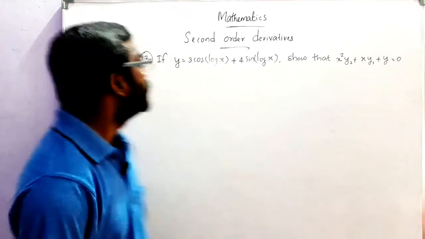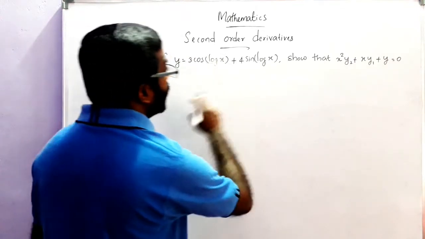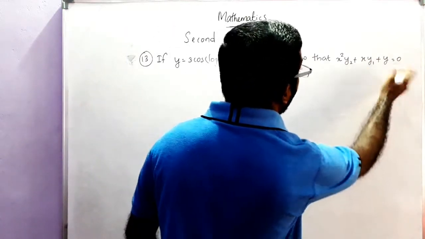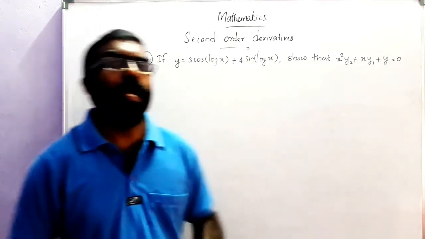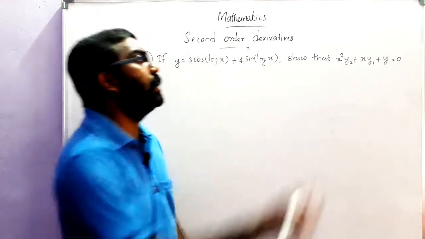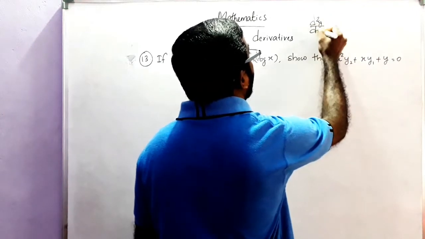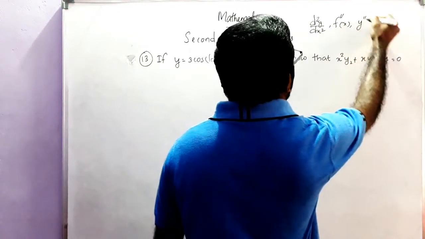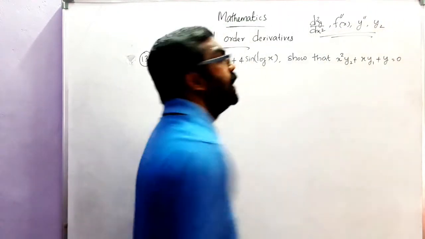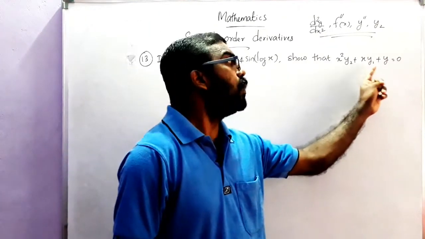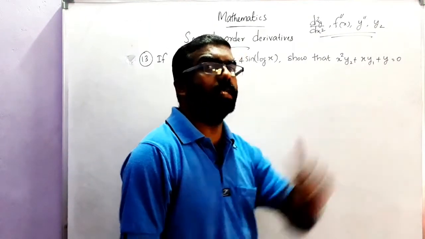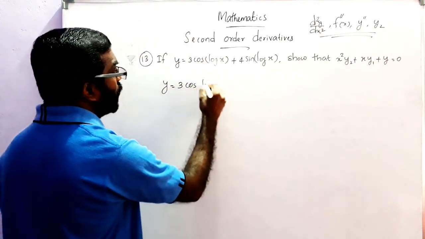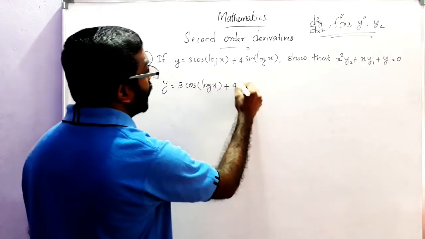Now the next one is, if y is equal to 3 cos log x plus 4 sin log x, show that x square y2 plus x y1 plus y is equal to 0. As we know, we have different notations for second order derivatives like d square y by dx square, then f double dash of x, y double dash, y2 and so on. Okay, so here the notation is y2. y1 means first order derivative, y2 means second order derivative. So given y is equal to 3 cos log x plus 4 sin log x.